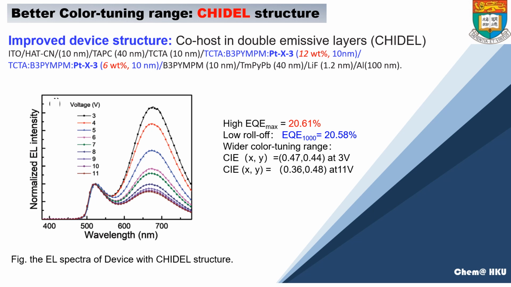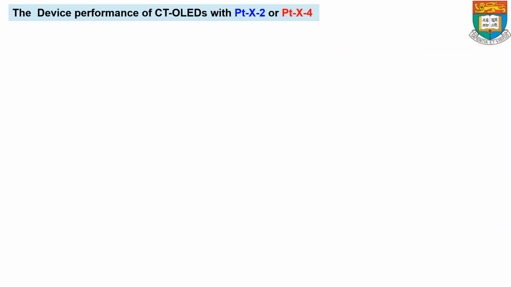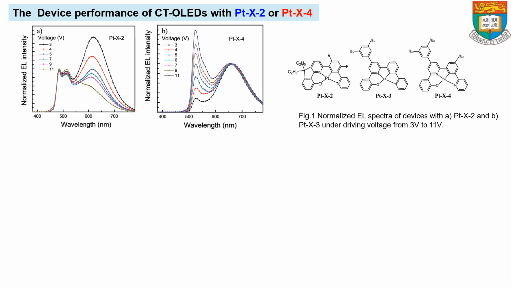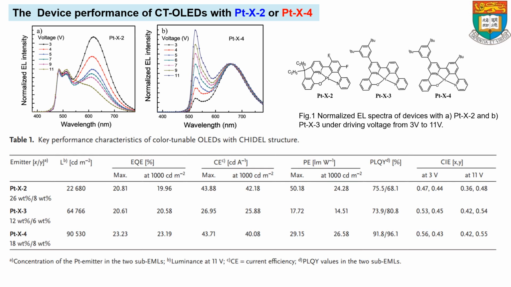The structure is shown below, and as a result, a higher EQE max of over 20% and low roll-off at 1000 cd per square meter and wider color tuning range are achieved. And then we use other emitters, PTX2 and PTX4, to fabricate color-tunable OLED with the same device structure. And the key performance of the devices are shown below.